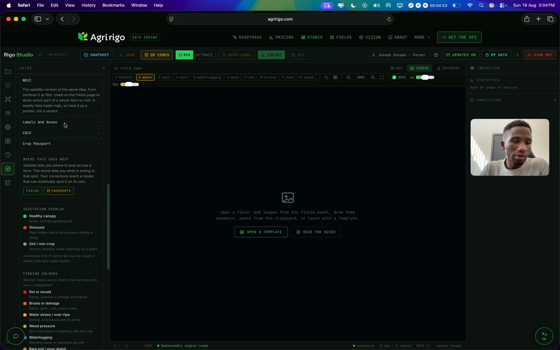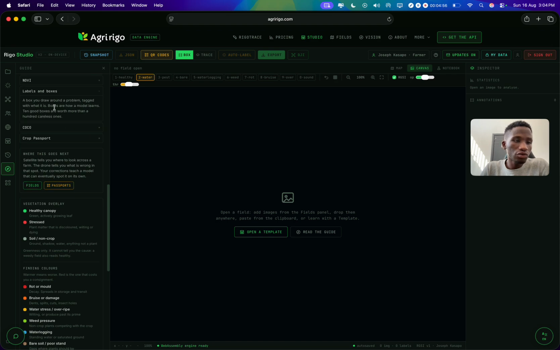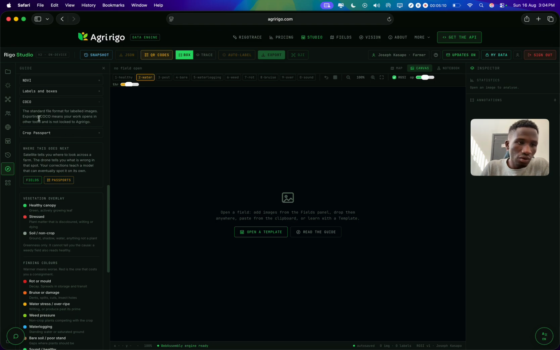We have labels and boxes involved. So a box you draw around a problem, tagged with what it is. Boxes are how the model learns. 10 good boxes are worth more than 100 careless ones. We have COCO, like the term COCO, and what we mean is the standard file format for labeled images. Exporting COCO means your work opens in other tools and is not locked to Agririgo. So you could pass it through another analysis system like TensorFlow or any other datasets or Anaconda that you like to work with.